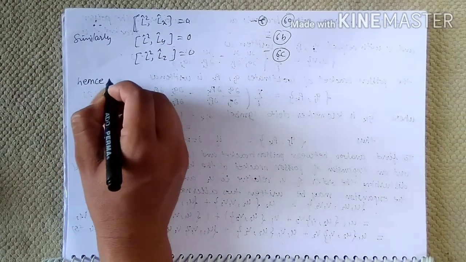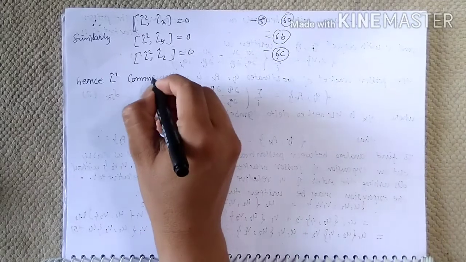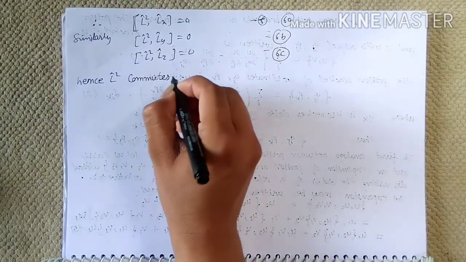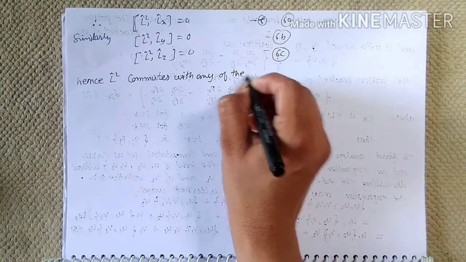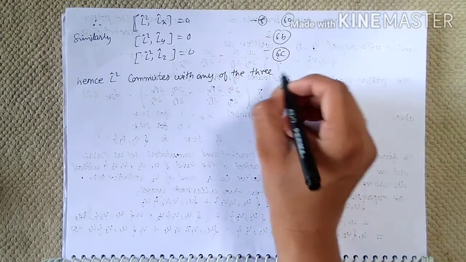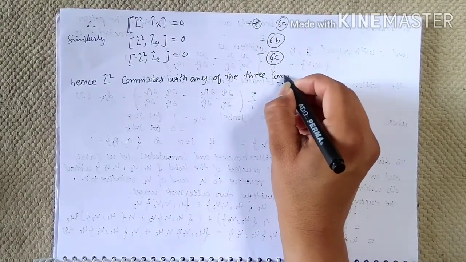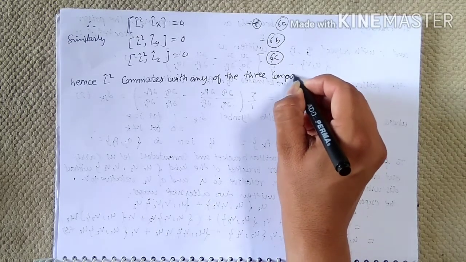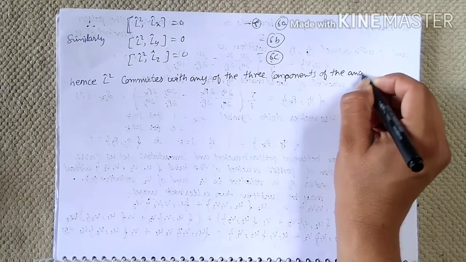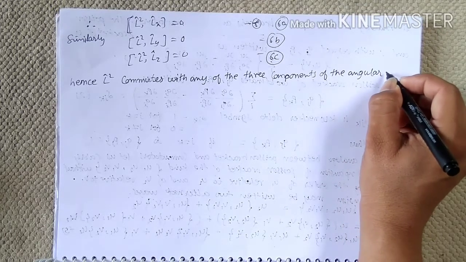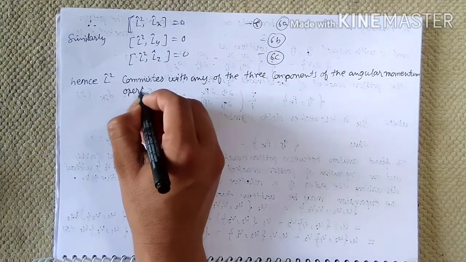Hence, L square commutes with any of the three components of the angular momentum operator.